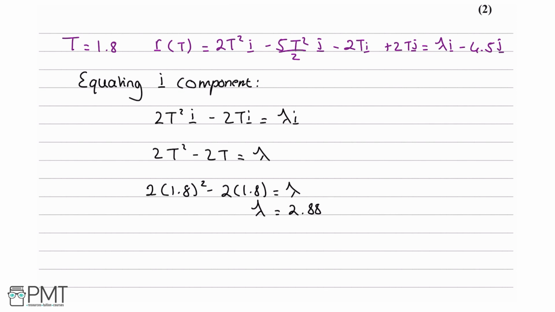Your first mark comes from equating your i components only, and your second mark comes from getting that lambda equals 2.88. You could have either had it in fractional form, which is 72/25, or you could have had 2.9 as a rounded answer. All of those would have also been correct.